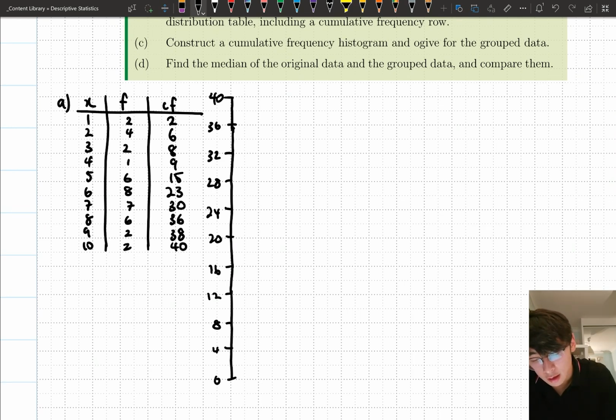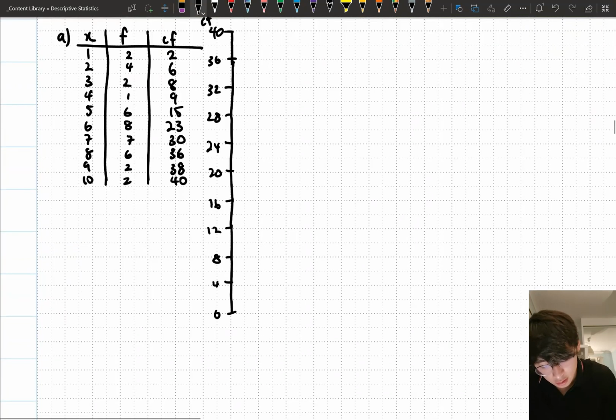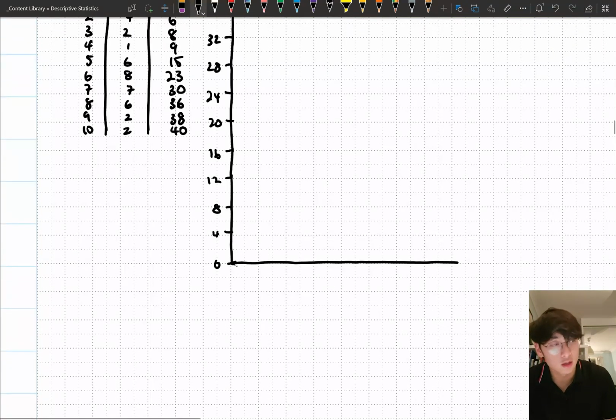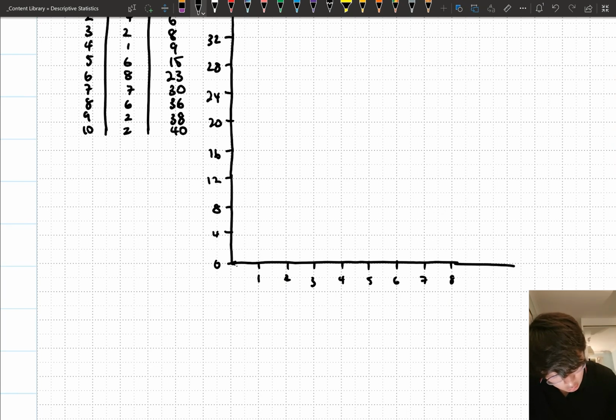So this is my cumulative frequency, and over at the bottom I'm going from 1 to 10. Now here, similar to our histogram, we want to ensure that there are no gaps between my columns. So here I'm going to go 1, 2, 3, 4, 5, 6, 7, 8, 9, 10. So these are my scores.